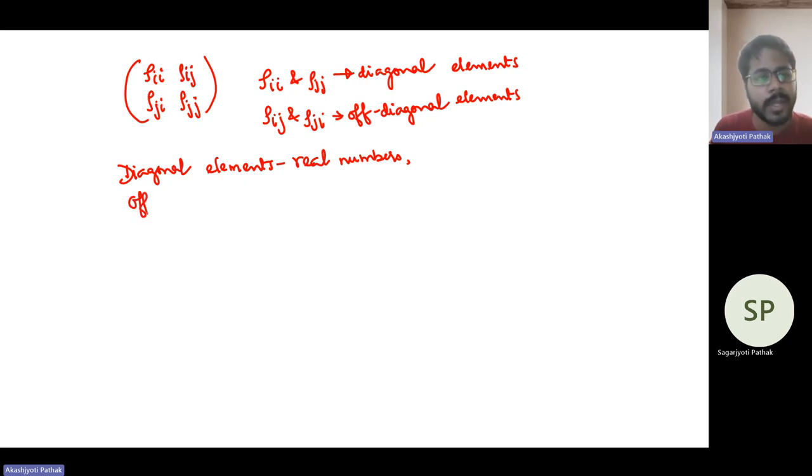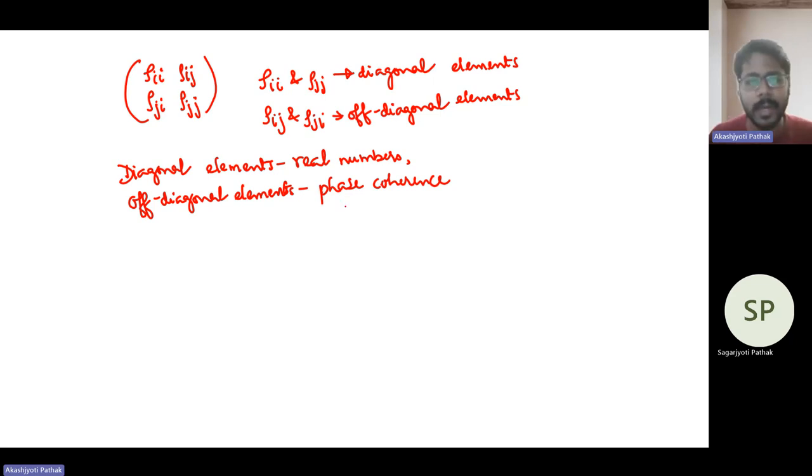And what do these off-diagonal elements represent? These off-diagonal elements represent the phase coherence. So what is the phase coherence of a particular nucleus with another nucleus in a different energy state? That is given by the off-diagonal elements.